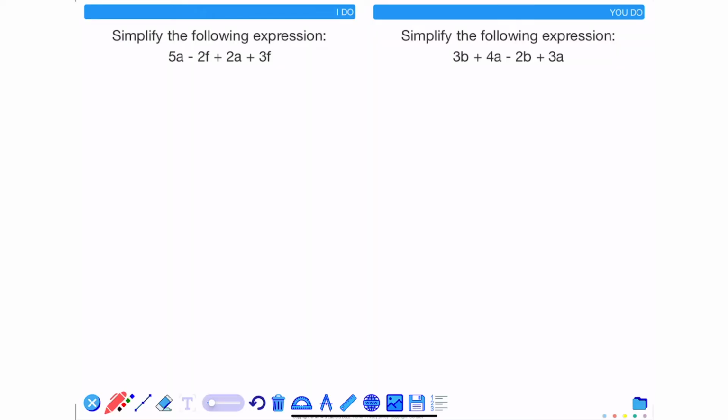In this video, we're going to be looking at how we can simplify an expression. To simplify an expression, we collect like terms. Like terms can be numbers or letters that happen to be the same.